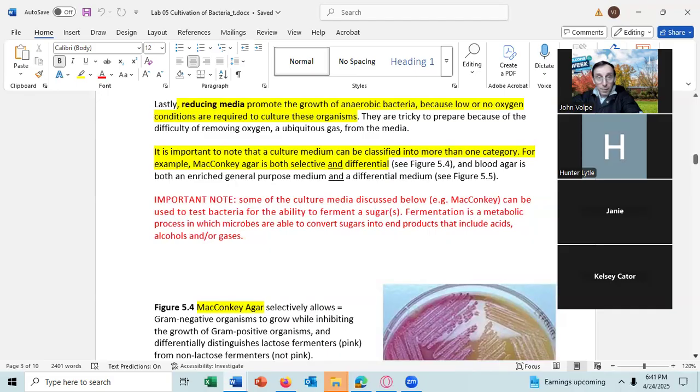For example, McConkey's agar is both selective and differential. Blood agar is both an enriched general purpose media and a differential media. Any question about any of that?